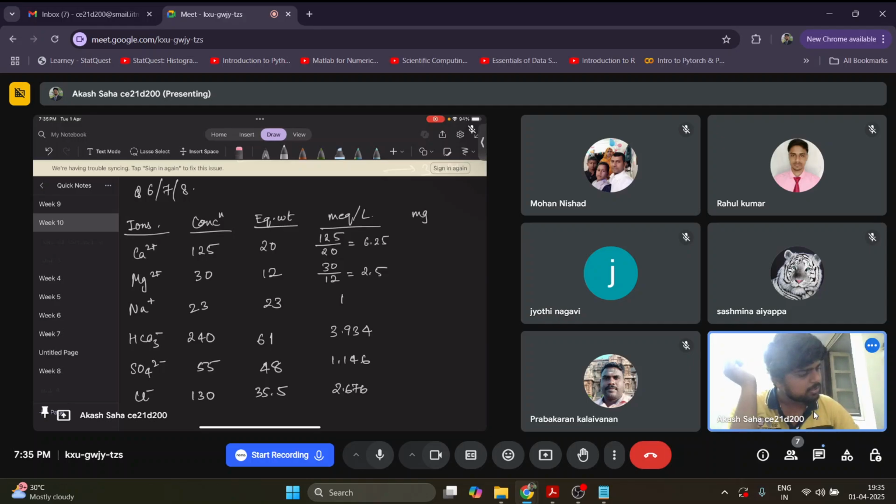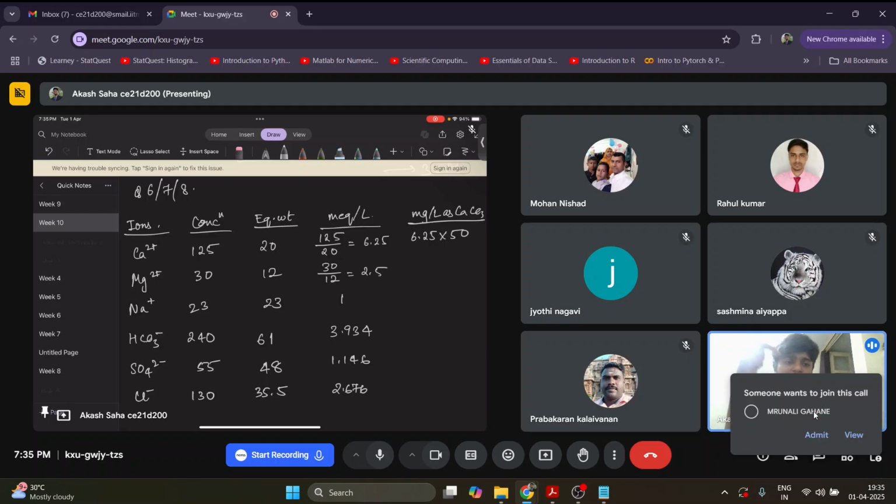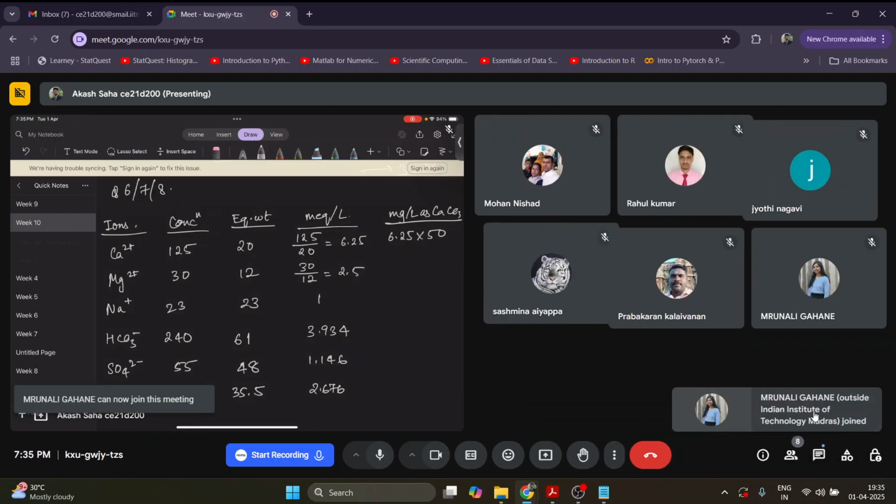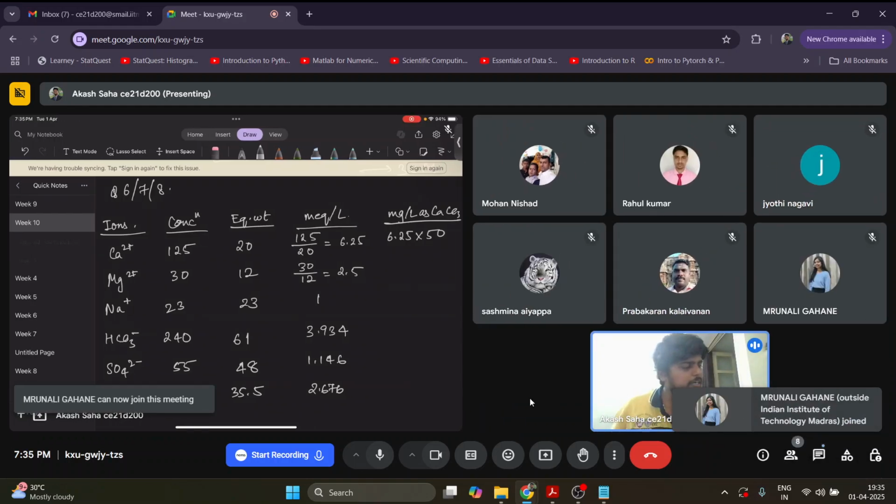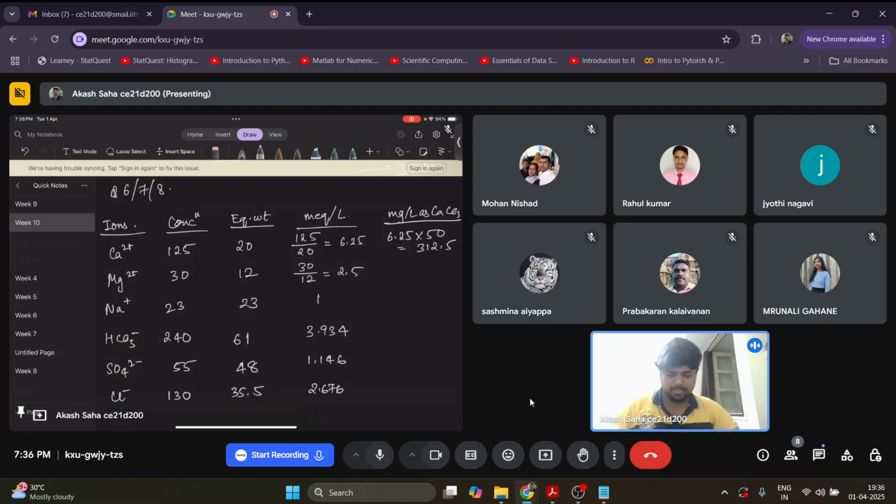And then at last, milligram per liter as CaCO3. Whatever we got in milliequivalents per liter, multiply by 50, because the equivalent weight of CaCO3 is 50. As we did in the first problem, that value into 50, we'll get 312.5. Like that, 2.5 into 50, we'll get 125. Then 1 into 50, 50, 196.7, 57.3, and 183.1.